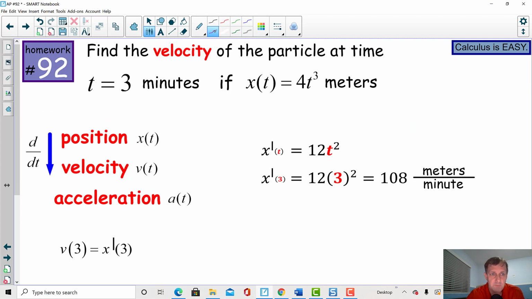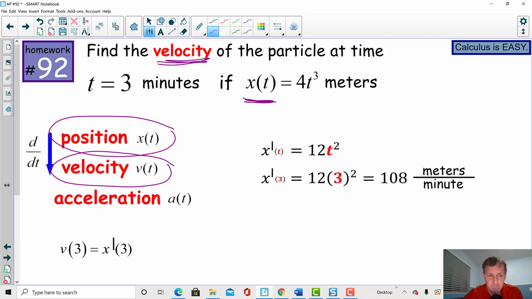Okay, for our first example, it says find the velocity of the particle at time t equals 3 minutes if x of t is equal to 4t to the third meters. So they want us to find the velocity when they give you the position function. So we're starting with the position function. We need to do one derivative, and that'll give us the velocity function. So we're not doing acceleration right now. So the derivative of the position function is going to give us the velocity function. And then we're going to need to evaluate it when the time is equal to 3 minutes. So we'll plug in our 3.